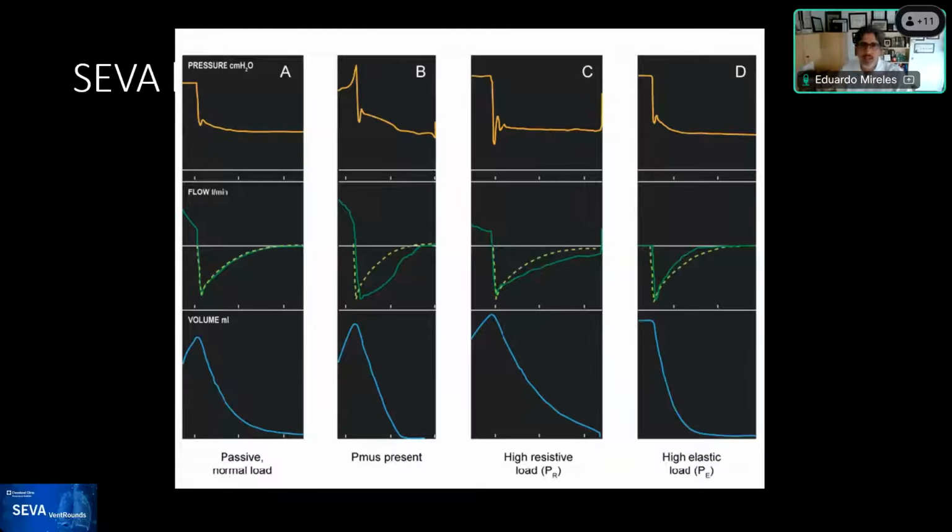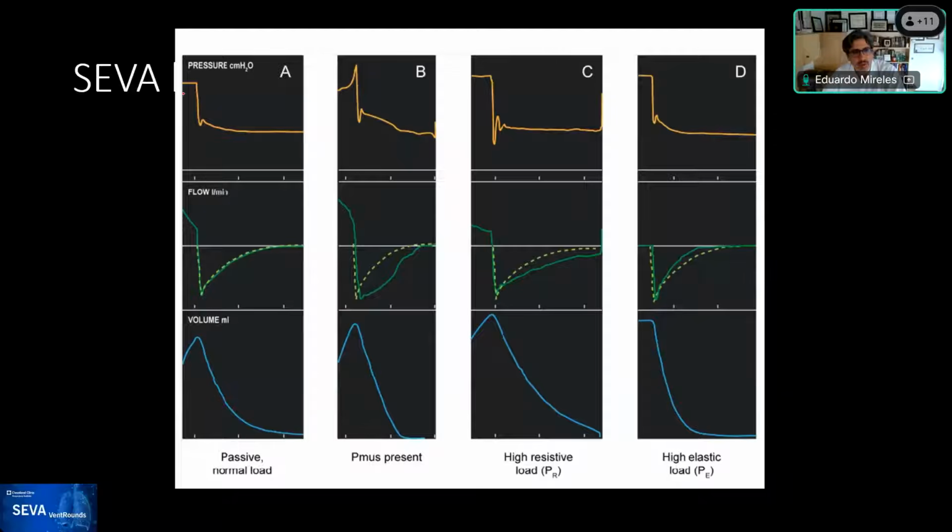So this is a classic image that we have regarding the expiratory waveform. And as you well know, part of the SEVA training that we generate is to focus on the waveforms. During the expiratory phase, the ventilator is controlling the pressure, so it's essentially a pressure control phase. And in normal circumstances, we would expect a passive expiration.